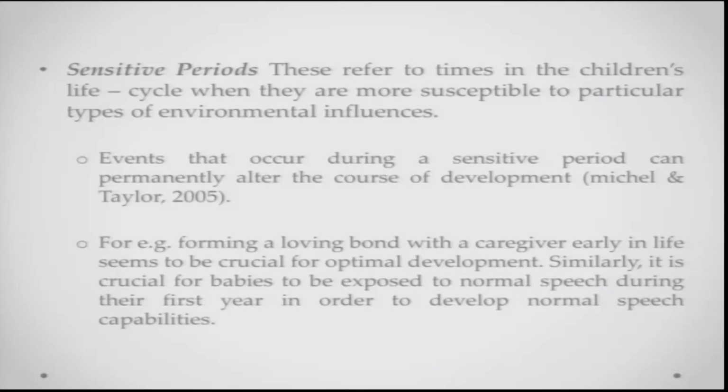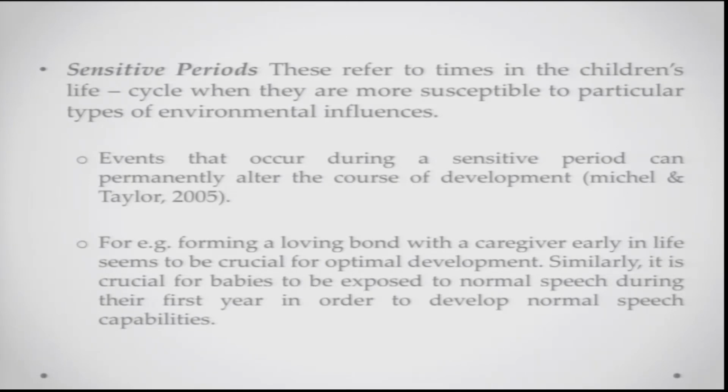Now, another important aspect that I could talk to you about is sensitive periods. Sensitive periods refer to times in the children's life cycle, in their lifespan, when they are more susceptible to particular types of environmental influences. Events that occur during a sensitive period can permanently alter the course of development. For example, forming a loving bond with a caregiver early in life is supposed to be very crucial for the optimal psychological and emotional development of the child.